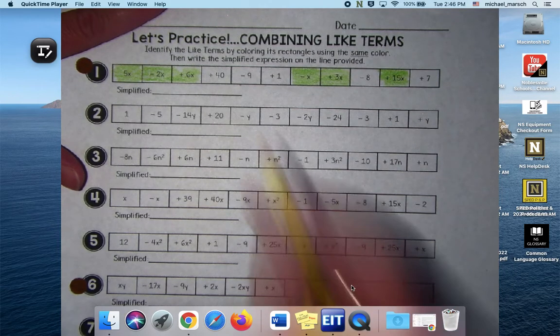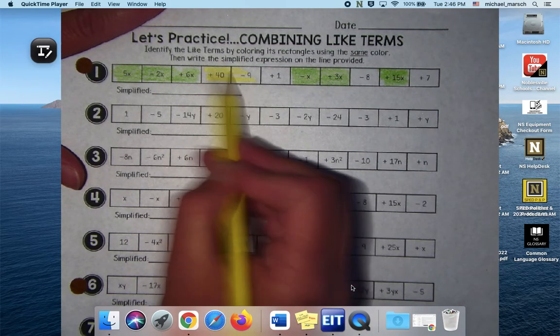And then the terms that just have a constant with no variable, I'm going to color yellow.